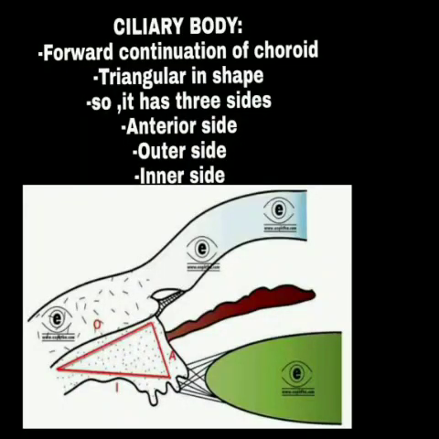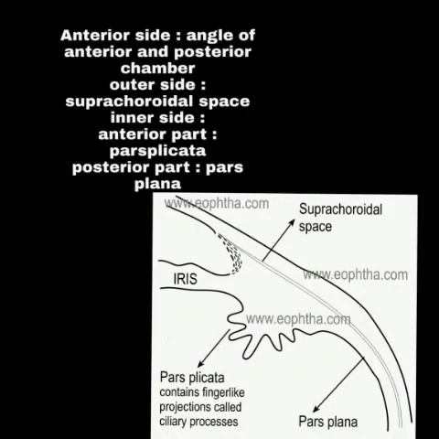Ciliary body is the forward continuation of choroid. It is triangular in shape, so it has three sides: anterior side, outer side and inner side. They are represented A, O, I in the diagram. You can see a red color triangle, A anterior side, O outer, I inner side. So we'll go into the details.